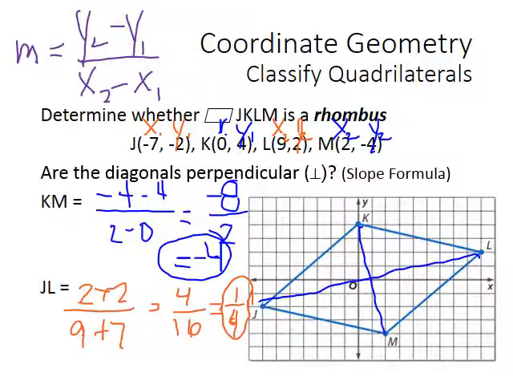Those are opposite reciprocals. We switched the sign and we flipped the numbers. Remember, 4 is the same thing as 4 over 1. So those are opposite reciprocals, which means yes, this is a rhombus. So we got one down. We got to check all the others. We want all that apply.